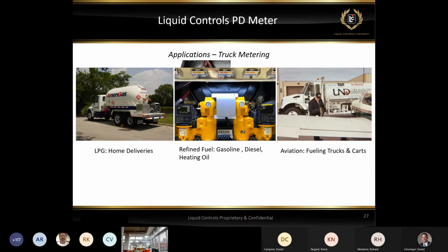So we have another application, which would be truck metering. These are the mobile applications. Certainly the one in the middle is probably used the most for liquid controls meters as refined fuels. But we're also very prevalent in the aviation market and certainly strong in the LPG market for home deliveries. Next, please.